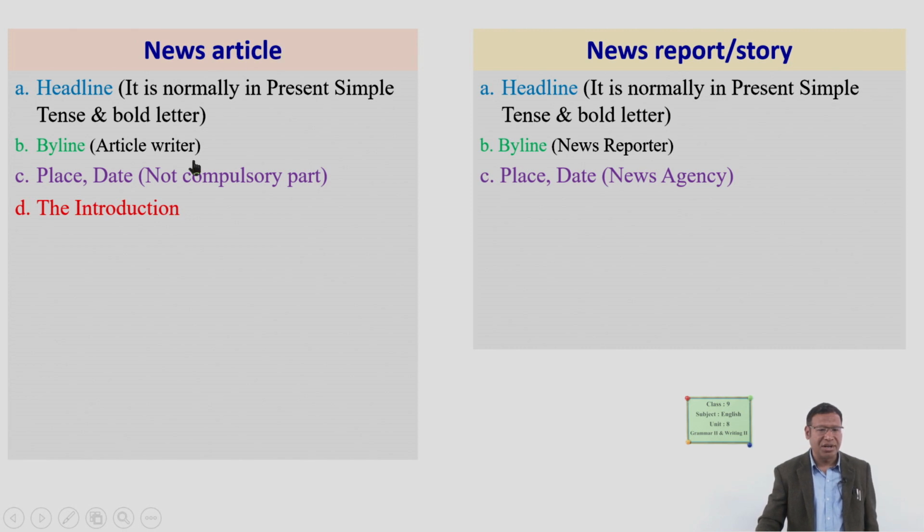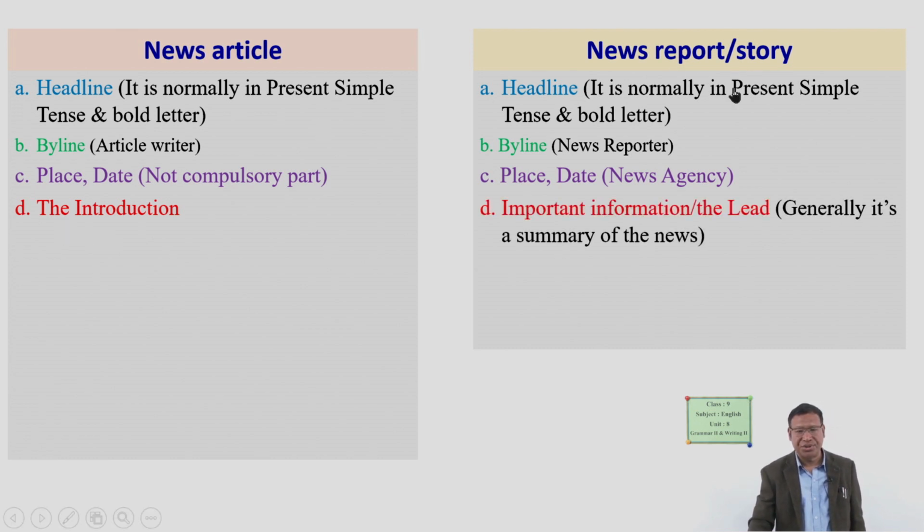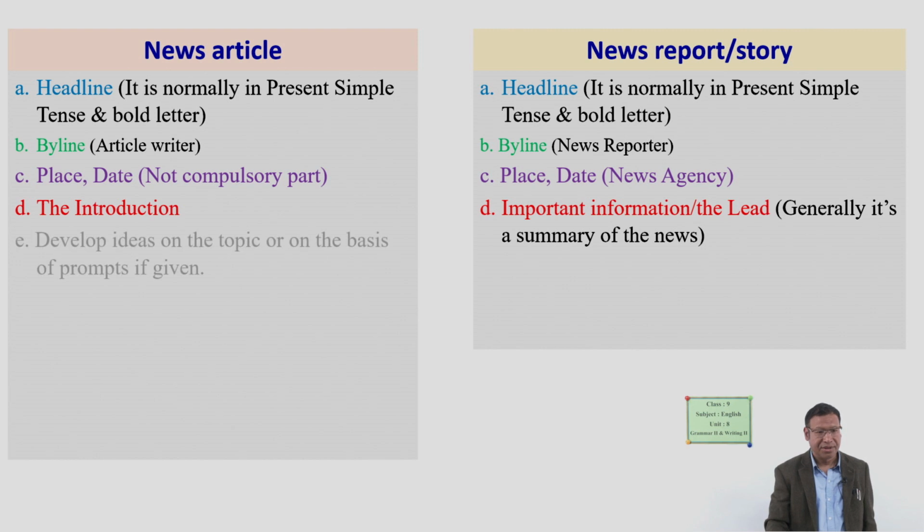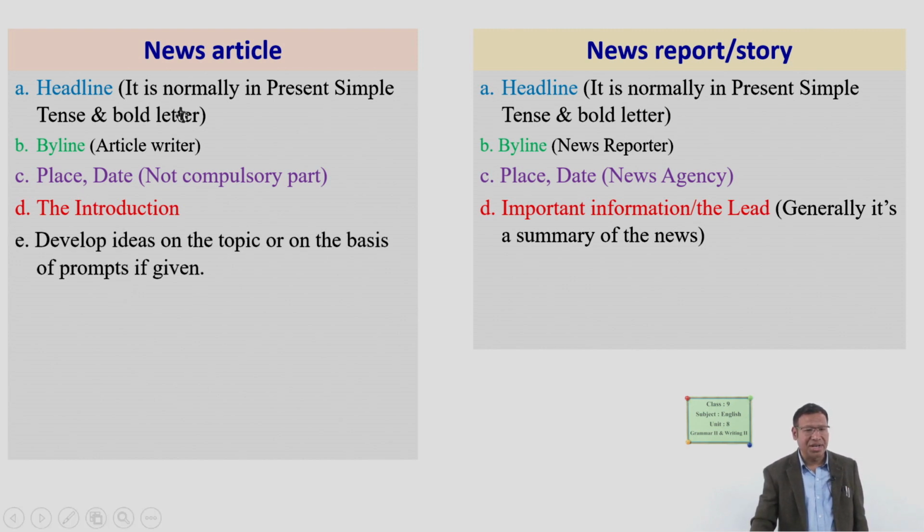The news article starts with the introduction of the headline, the introduction of the issue, whereas news report starts with the important information, or it starts with the lead sentence, and it generally gives the summary at the beginning. There is another difference. In a news article you go on developing the ideas on the topic on the basis of prompts. If the prompts are given, we will do it in the example too.